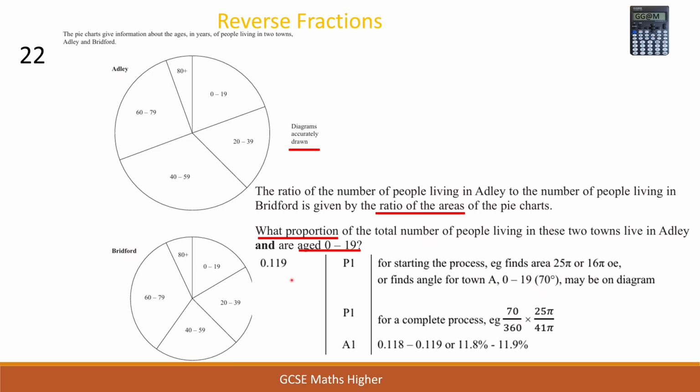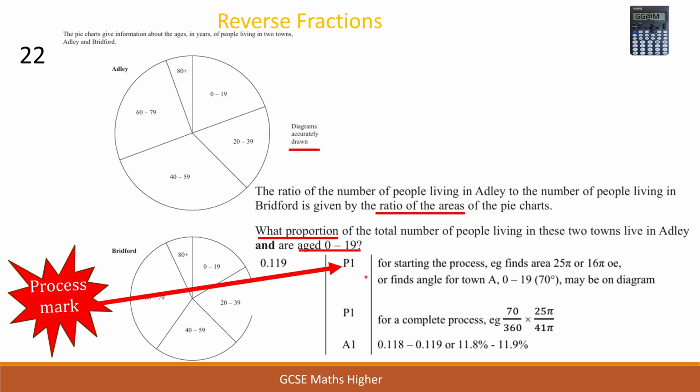I would be very surprised if you managed to get exactly the same answer as what the mark scheme shows, because your diagram is a different size to probably what it was on the exam. But this P1 is a process mark, so we're interested in the process. For finding the areas, you'd get a method mark, and then the correct process of following this process here to come up with your answer. It's the method we're interested in rather than the answer.